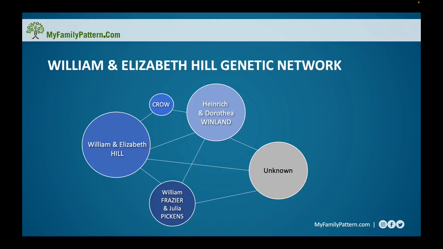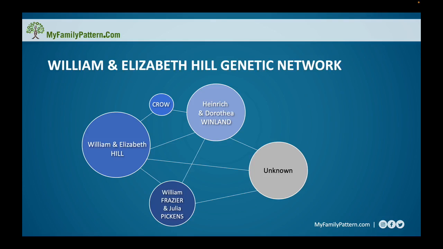and it only seemed to correlate with, or have shared matches between, the Winland group and the Hill descendants, but not with William Fraser and Julia Pickens, which seems to suggest that maybe Crow fits somewhere on that side, but not on the other side within Fraser and Pickens. So again, I'm not sure how that fits in, but it must be only on one side of either the Hill side or whoever Elizabeth is on that side. There's, of course, a large number of unknown matches that I'm just not able to place.